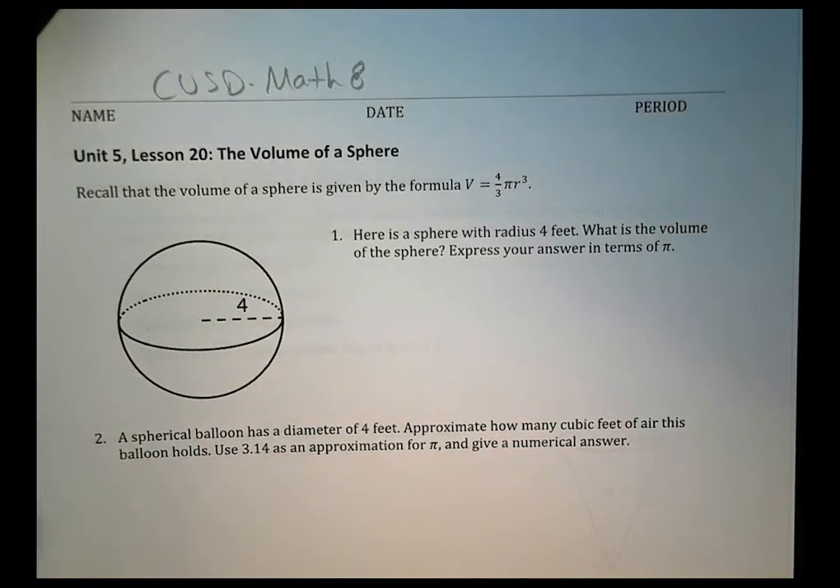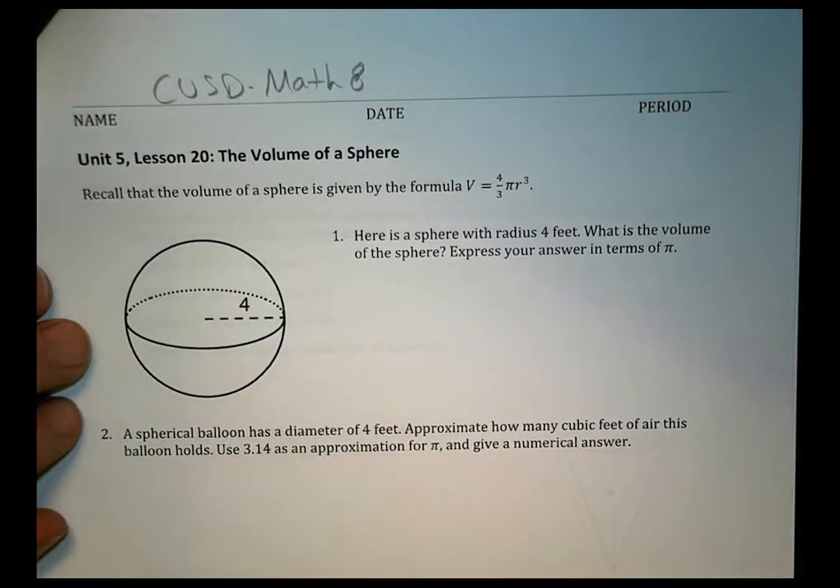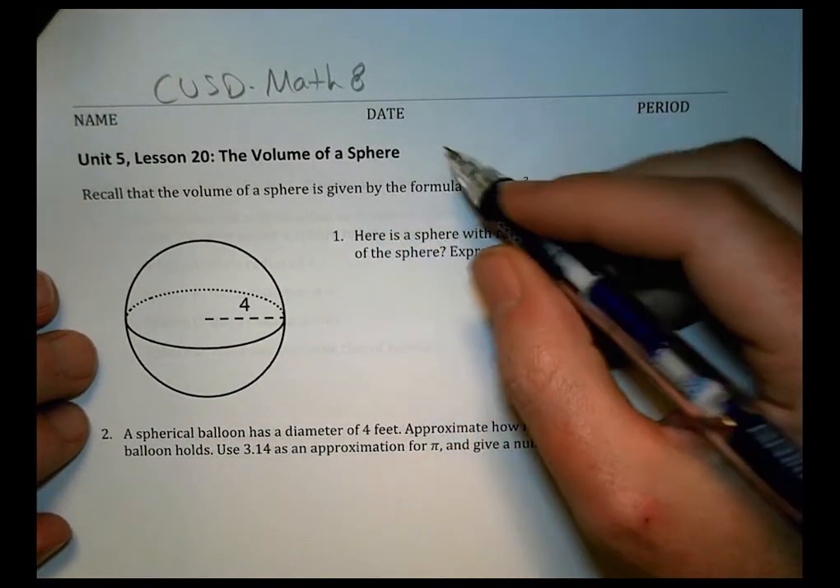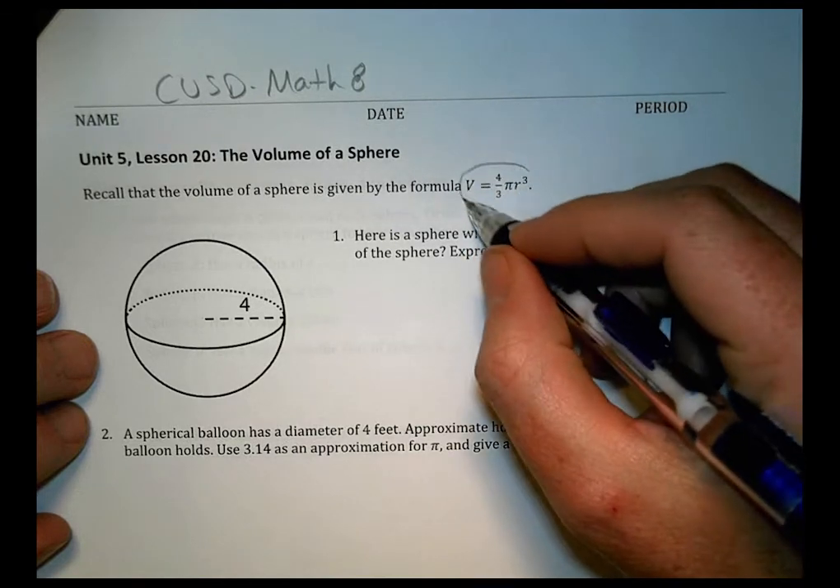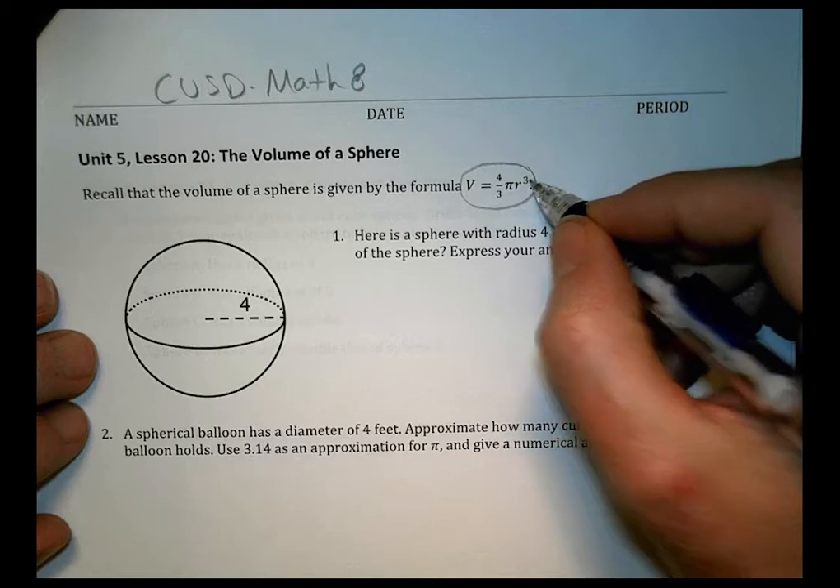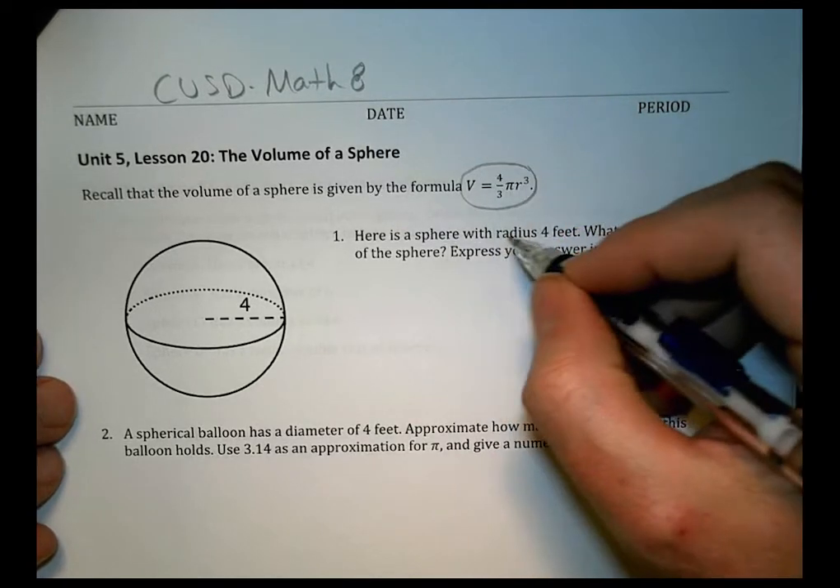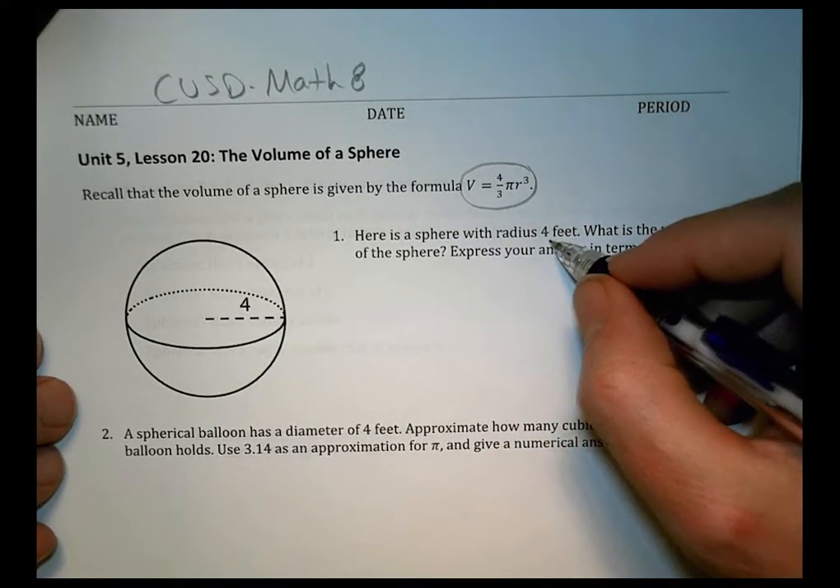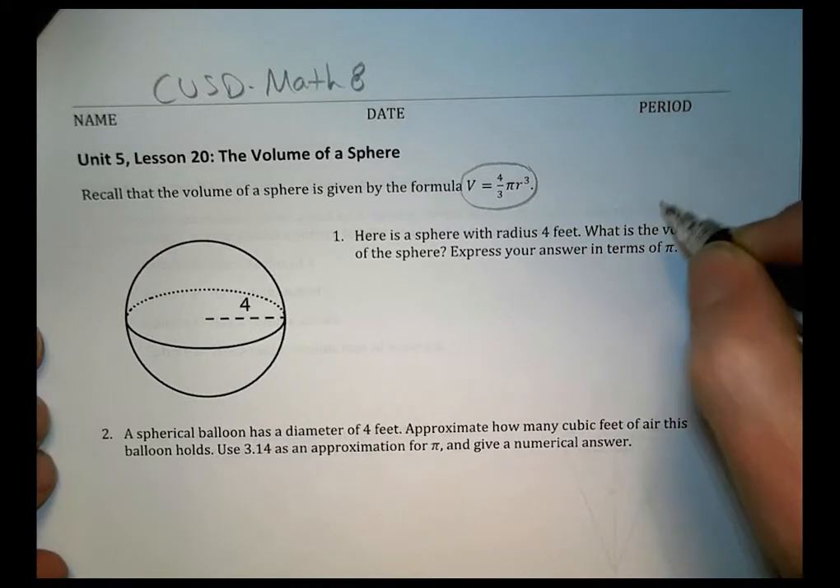Hey, this is Math 8, Unit 5, Lesson 20, the volume of a sphere. So it says, recall the volume of a sphere is given by the formula volume equals 4/3 pi r cubed. Okay, so here's a sphere with a radius of about 4 feet. What is the volume of the sphere?